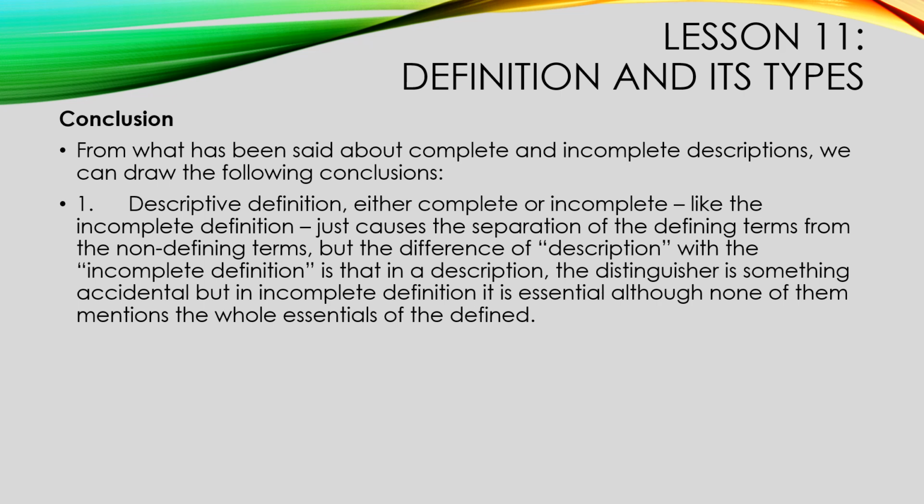non-defining terms. But the difference of description with the incomplete definition is that in a description, the distinguisher is something accidental. But in incomplete definition, it is essential. Also, none of them mentions the whole essentials of the defined.